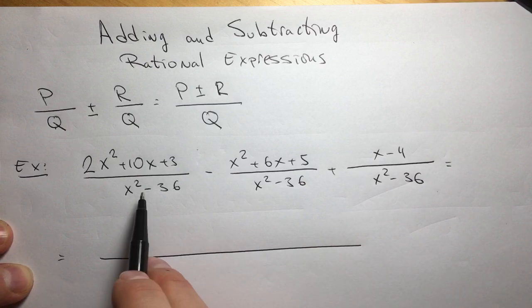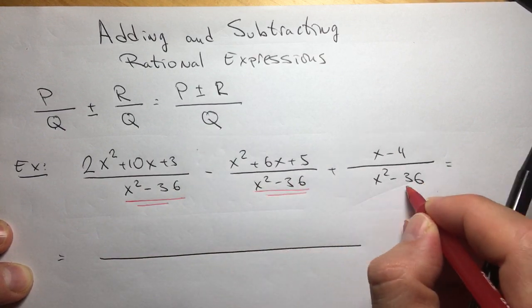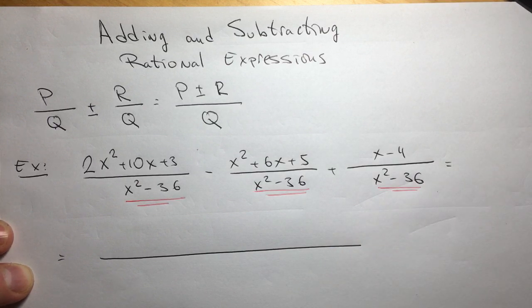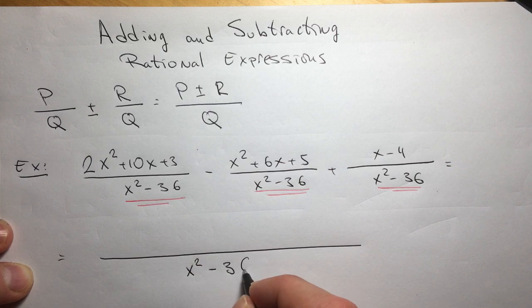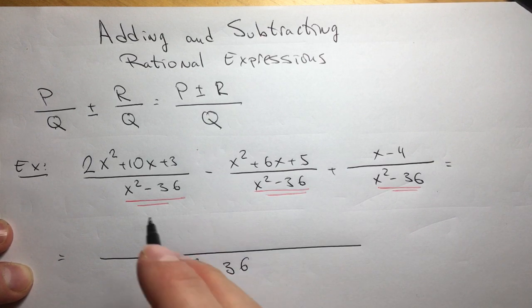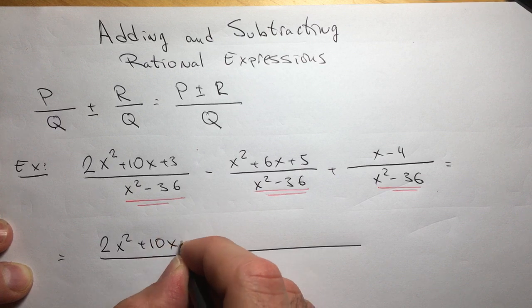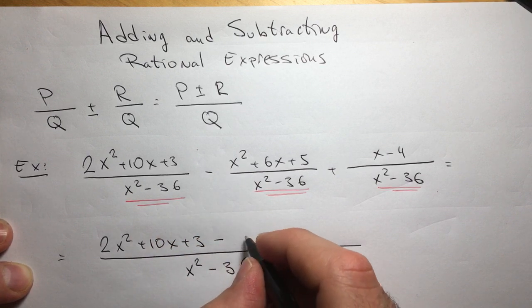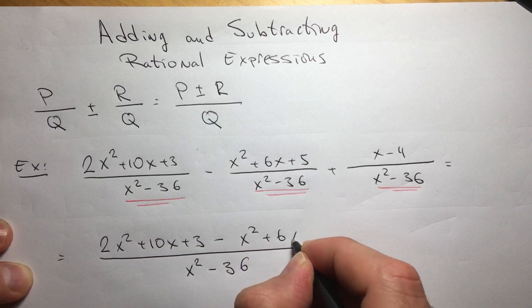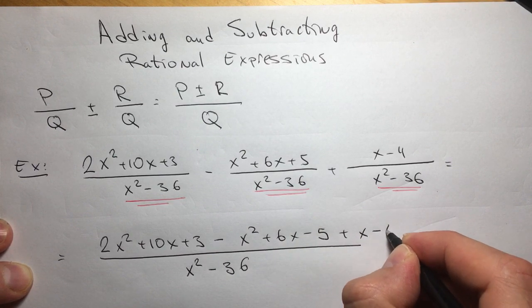Okay, because here the denominators of the three rational expressions are the same, we can just simply rewrite the denominator right here, x squared minus 36, and then just add these three numerators. So that's 2x squared plus 10x plus 3 minus x squared plus 6x plus 5 plus x minus 4.